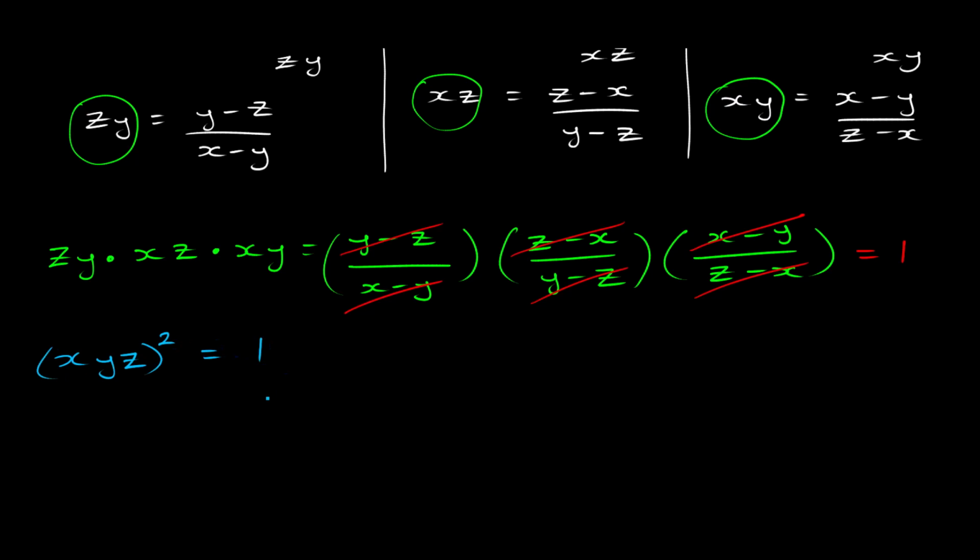And what we know is that whenever we have a variable being squared and it equals a perfect square number, we have two possible answers for our equation. So xyz can either be plus or minus 1. And this would be our final solution to the question.